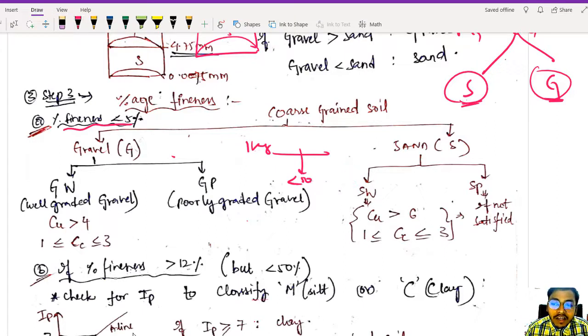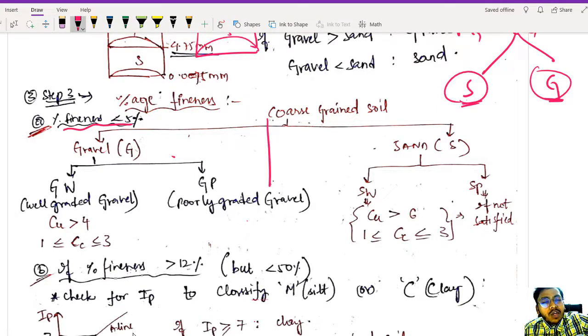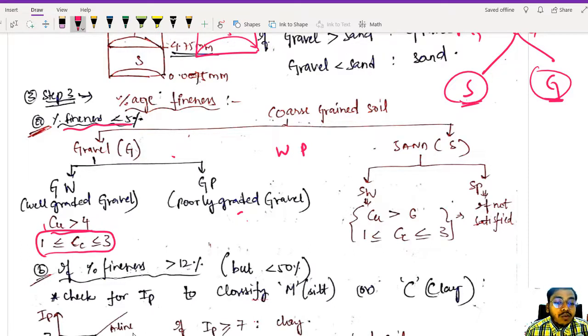So I am just classifying this gravel or sand as well graded or poorly graded. You remember from the last module, right? I have taught you in the last module, Module number 8, if I am not wrong, what is a well graded sample and a poorly graded sample. If your coefficient of uniformity is greater than 4 and coefficient of curvature is in the range of 1 to 3, then we will be calling it well graded gravel.